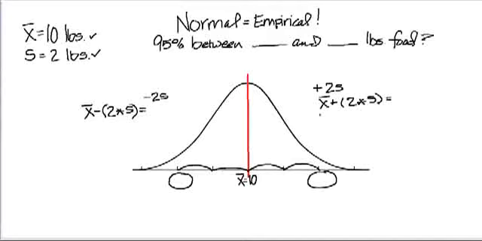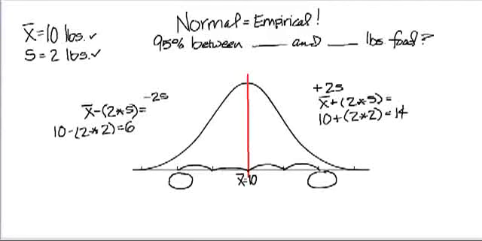And since I already have my values that were calculated from my sample, now all I have to do is substitute. I'm going to say 10 plus 2 standard deviations times the value of a standard deviation, which is 2 pounds in this case, is going to give me 14. Over here, I'm going to say 10 minus 2 standard deviations, where each standard deviation is worth 2 pounds, is going to give me 6.